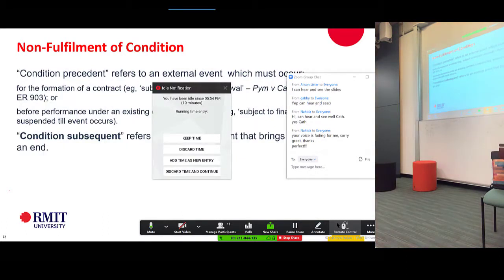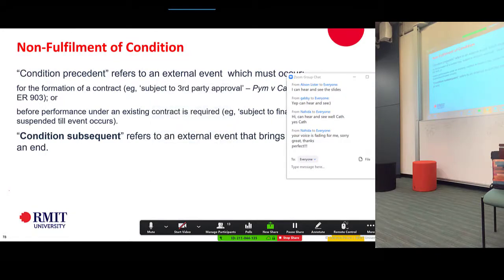Non-fulfilment of a condition can be a little bit confusing. So a condition precedent here, precedent in this context means before. A condition that is a precedent or a prerequisite to a contract being made. So we see these in all sorts of ways.